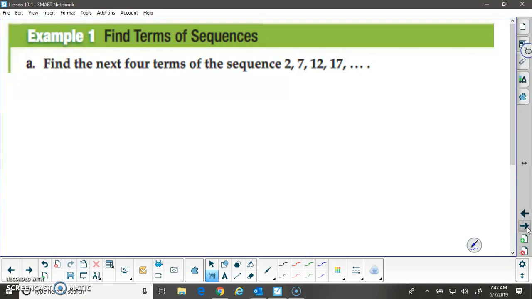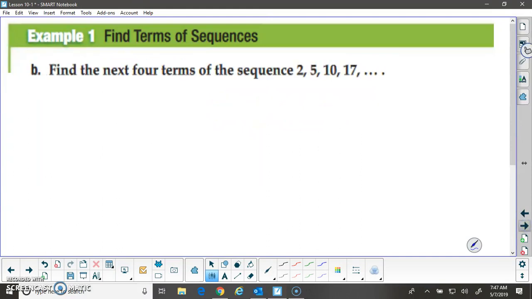This problem says find the next 4 terms of the sequence. So you have to look and try to find the pattern. Well, this particular pattern you can see is just increasing by 5 each time. So the next 4 terms would be 22, 27, 32, and 37.